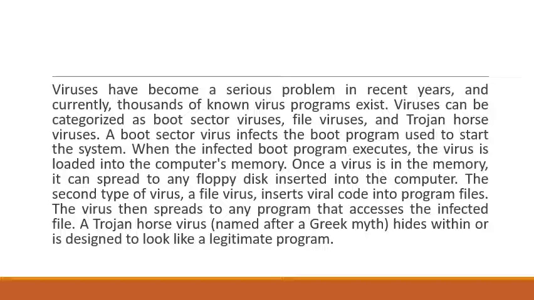The second type of virus, a file virus, inserts a viral code into program files. The virus then spreads to any program that accesses the infected file. A Trojan horse virus, named after a Greek myth, hides within or is designed to look like a legitimate program.